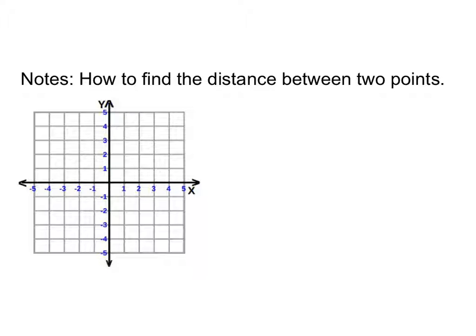So, we are writing notes. This is how to find the distance between 2 points, and you're setting up just a basic sketch of a graph. On that graph, we are going to plot 2 points. We are going to plot them at the following coordinates. So you're going to plot the coordinates at (4, 4) and (2, 1). Do that now.